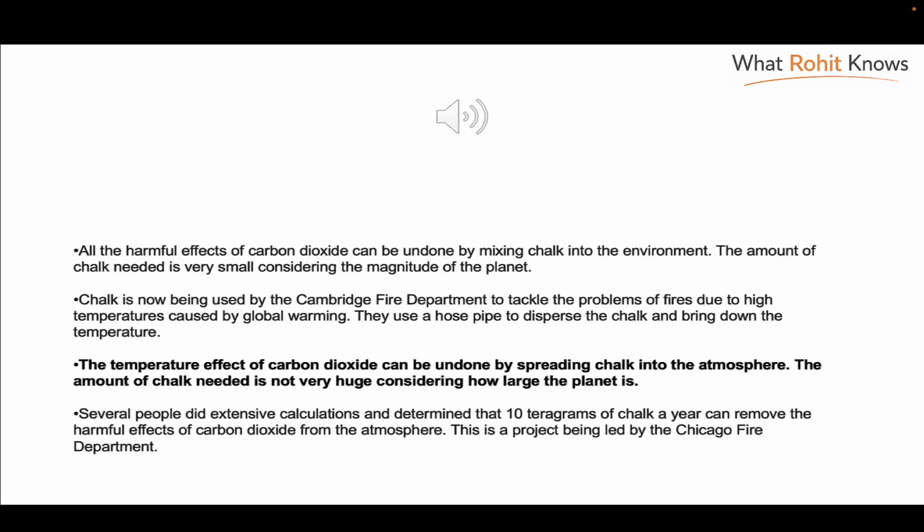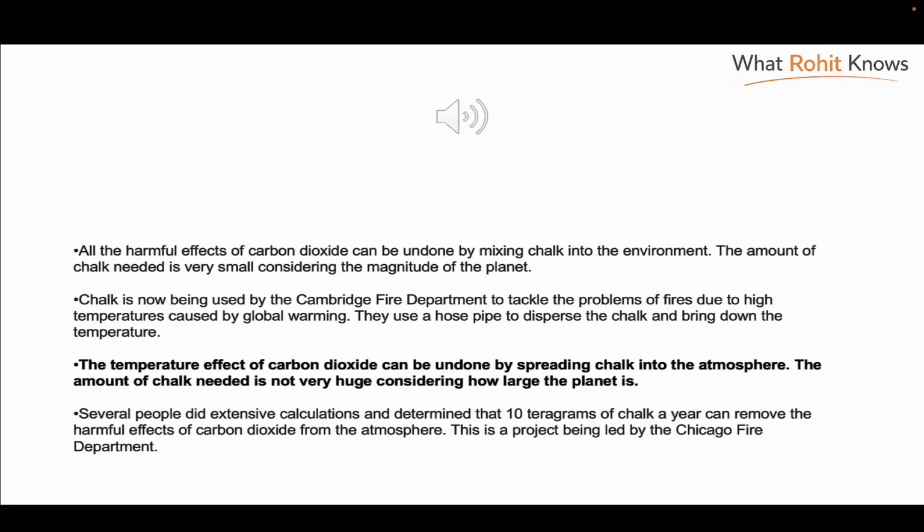The correct summary is this one, the third one. Now, before the audio begins, if you skim through the options, you'll see that about harmful effects of carbon dioxide undone by mixing chalk, global warming, temperature effect of carbon dioxide by spreading chalk, 10 teragrams of chalk, harmful effects of carbon dioxide. So that means the audio is going to be about undoing the harmful effects of carbon dioxide by mixing chalk into the environment. So it's going to be something related to that. And quite accurately, that's what the audio is about.